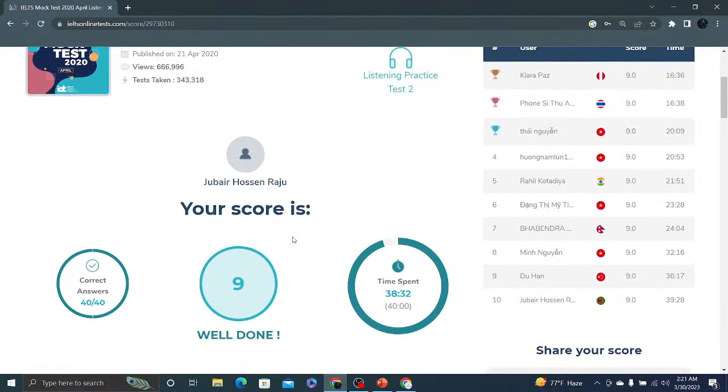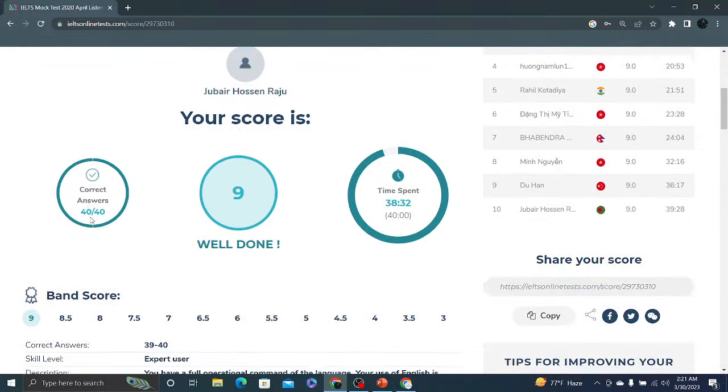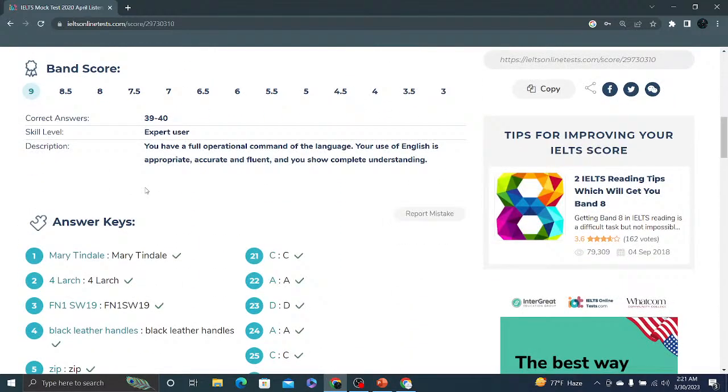Ooh, we got 9 out of 9 and we are correct for 40 out of 40. So I hope you enjoyed this lesson and stay tuned to get a lot more lessons regarding this, which will help you to have a good score.